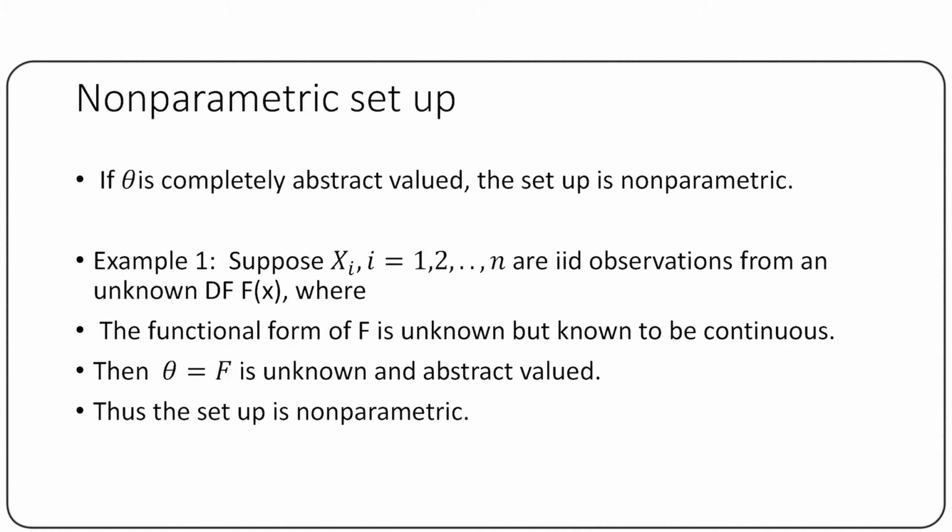Next, we come to the setup of our main interest. The setup is non-parametric if the vector of unknowns is completely abstract valued. For an example, consider n IID observations from an unknown distribution function F, where the functional form of F is unknown but known to be continuous. Then theta equal to F, that is theta is unknown and totally abstract valued.